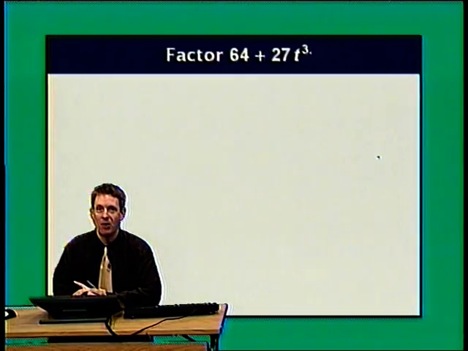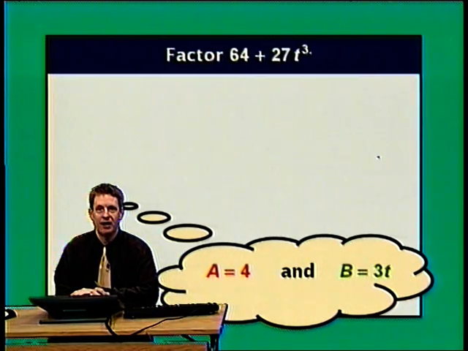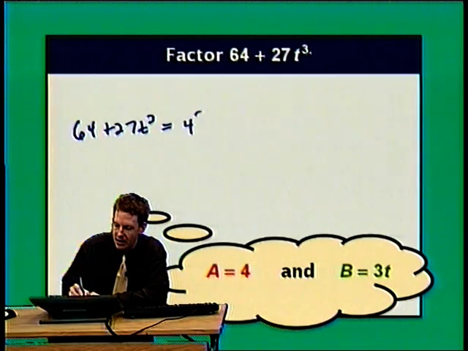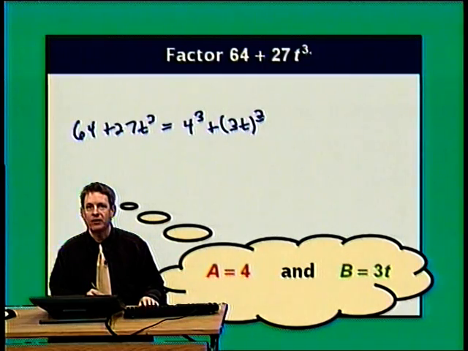Let's do this supposed sum of cubes. Is there an expression I can cube that gives me 64? Well, let's think about it. 2's not going to work because 2 cubed is just 8. How about 4? 4 times 4 is 16, and 16 times 4 is 64. So a is 4. Can I cube an expression and get 27t cubed? I sure can. That would be 3 times t. So I'm going to take my 64 plus 27t cubed, and I'm going to think of it as 4 cubed plus 3t quantity cubed.